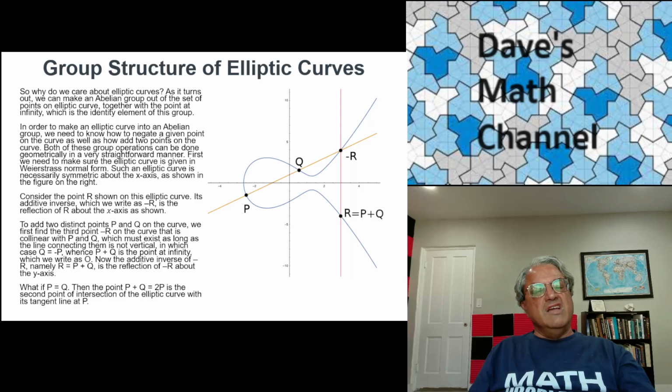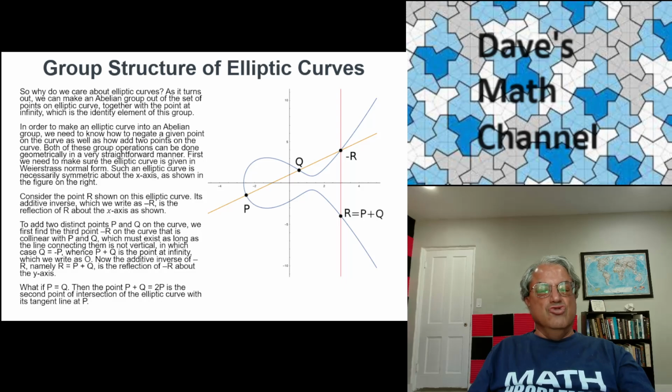That's going to be your point minus 2p. You negate that point, means you just find the second point on the vertical line again with that point, and that second point is minus, or no, it's p plus q. It's 2p. So the second point on the same line is minus 2p. So that's how you do the group operations with the points on an elliptic curve.